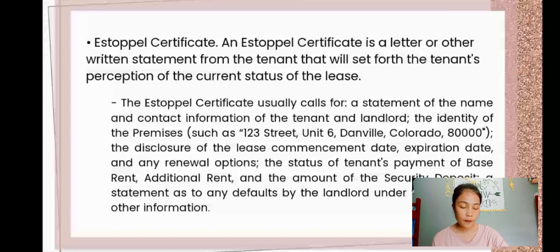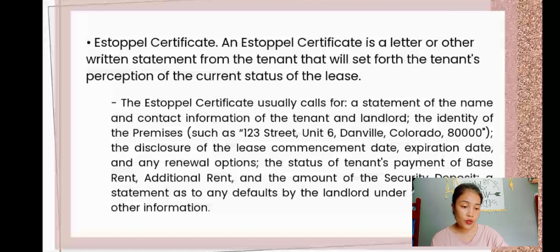So next is the estoppel certificate. An estoppel certificate is a letter or other written statement from the tenant that will set forth the tenant's representations of the current status of the lease. The estoppel certificate is usually required when the landlord is refinancing the entire project, though it can be requested for many other reasons. It is a document often used in due diligence in real estate and mortgage activities.